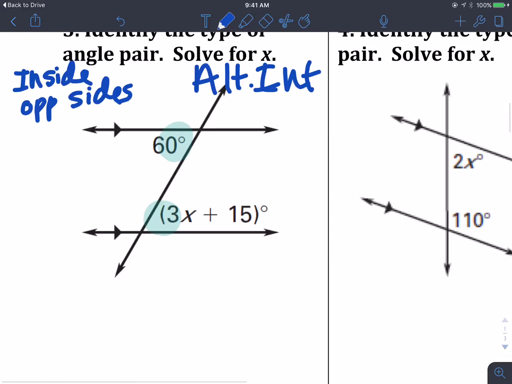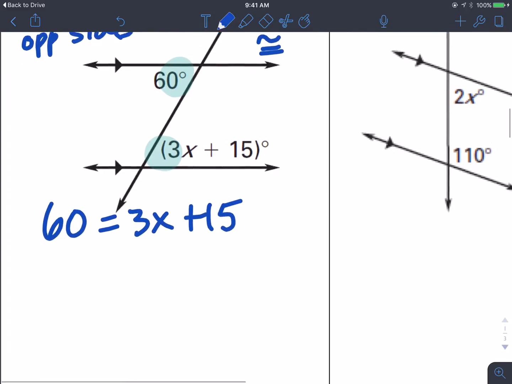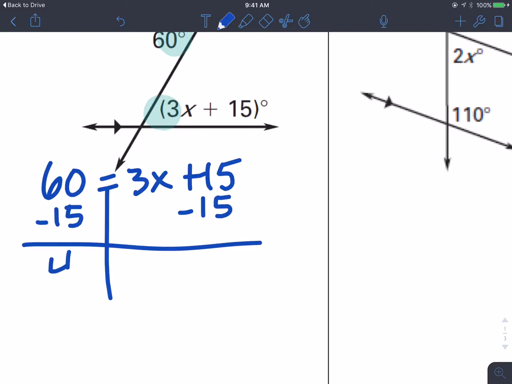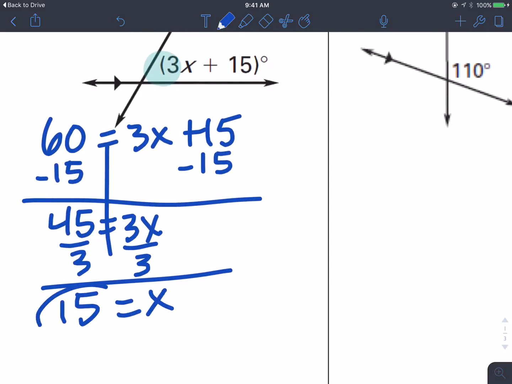And then we have to solve for x. So here, alternate interior angles are congruent. So to solve for x, I'm going to set them up so that they're equal. And then I just need to solve this equation for x. So I'm going to subtract that 15. 45 equals 3x. Divide out that 3. 15 equals x. All right, next one.